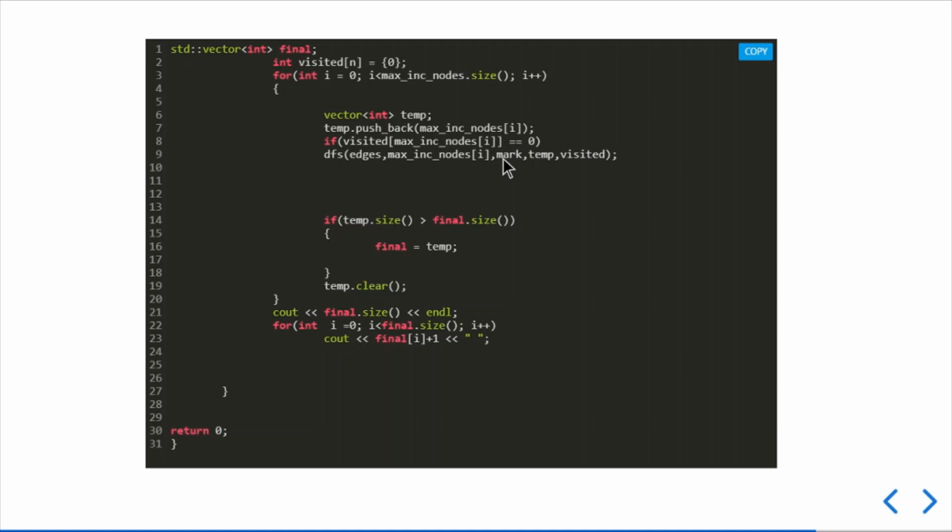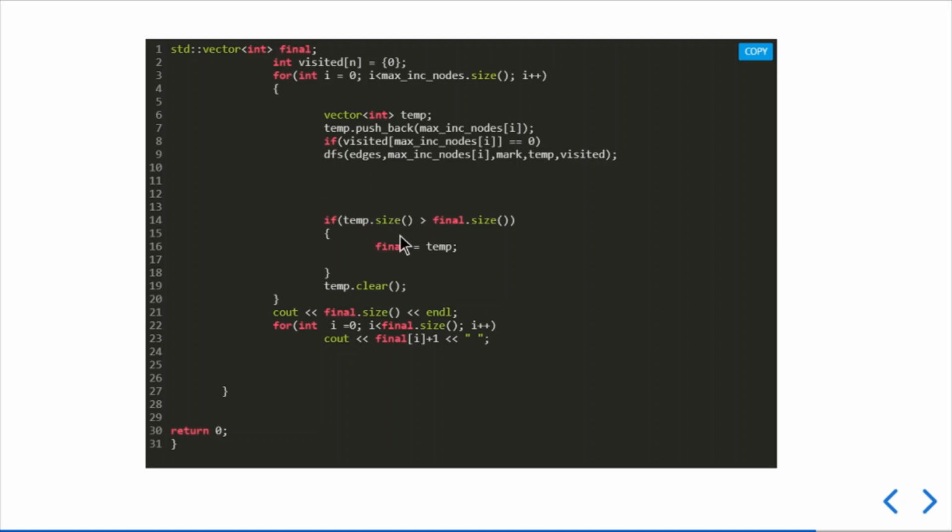I'll continue. Why? Because calling DFS over an already visited node will add to the time complexity. If this particular node is visited, it will again and again call DFS over this node, so TLE will occur. And if this particular node is not visited, then I'll call DFS over this node. Now in the temp, what I'm getting is the path of the maximum subset of connected nodes from that particular node which I included in the maximum income nodes. So from that node I am getting the maximum connected part from DFS.